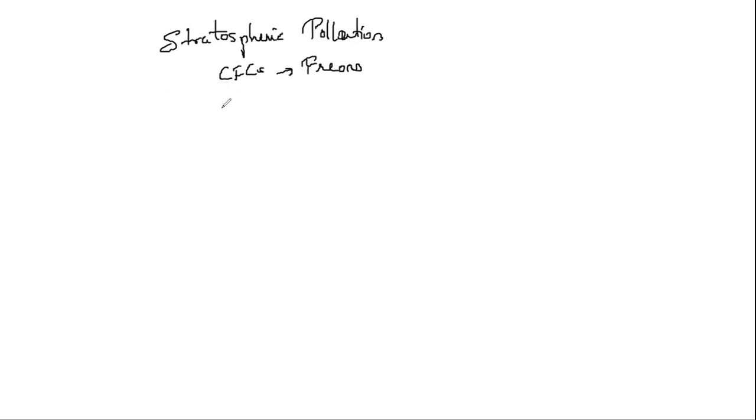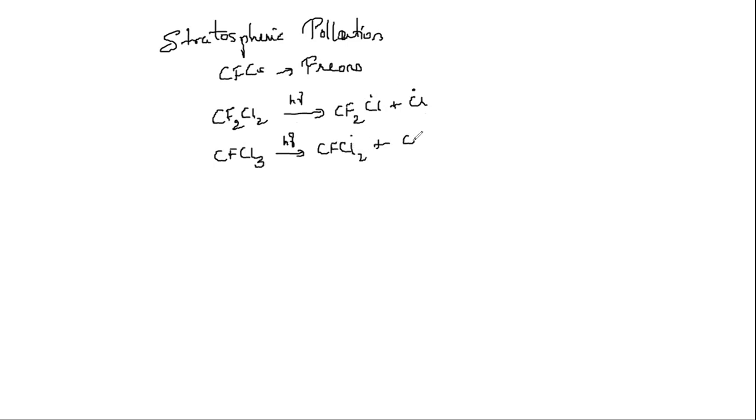How do they destroy ozone? I can just explain it to you. Dichlorodifluoromethane is a chlorofluorocarbon. In presence of sunlight, it undergoes a free radical reaction and gives us a chlorine free radical. You can take any of the freons, for example CFCl3, trichlorofluoromethane. In presence of sunlight, it forms CFCl2 free radical plus one more chlorine free radical.